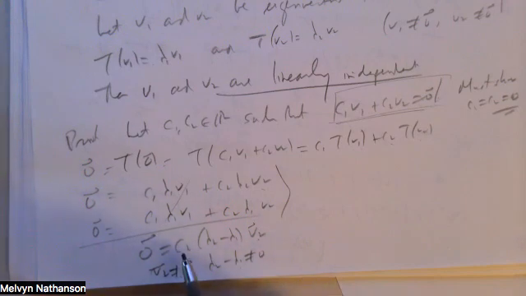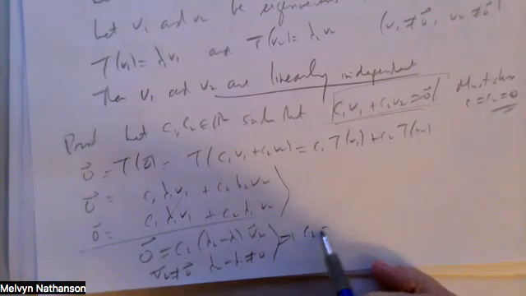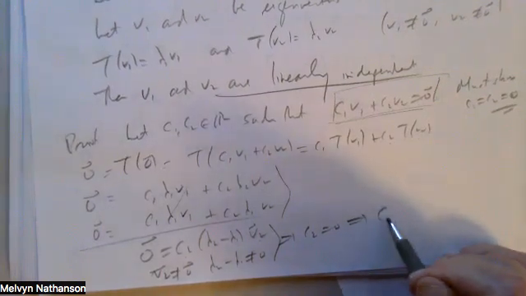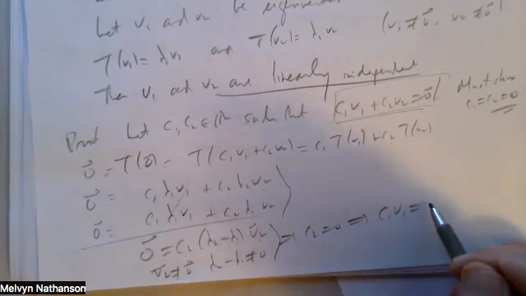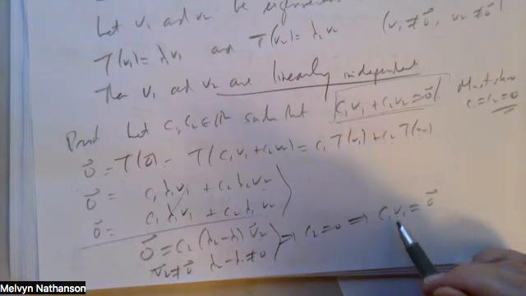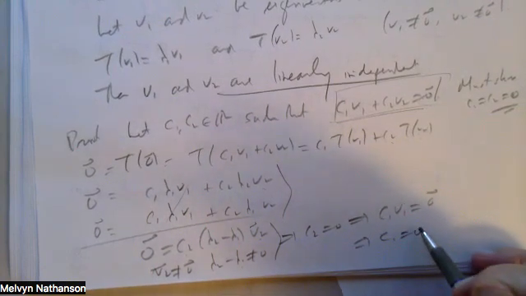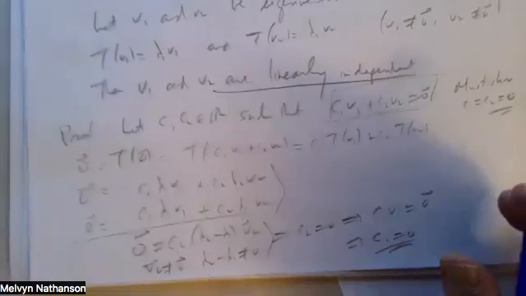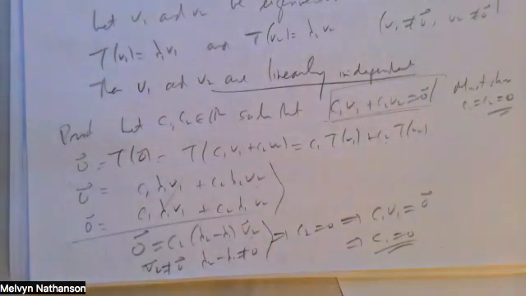Lambda 2 minus lambda 1 is not 0, because lambda 2 is different from lambda 1. So I have a scalar times a non-zero vector equal to 0. That means C2 has to equal 0. If C2 is 0, then C1 V1 is 0. V1 is non-zero, so C1 is 0. So if you have two eigenvectors associated with two distinct eigenvalues, they're linearly independent.